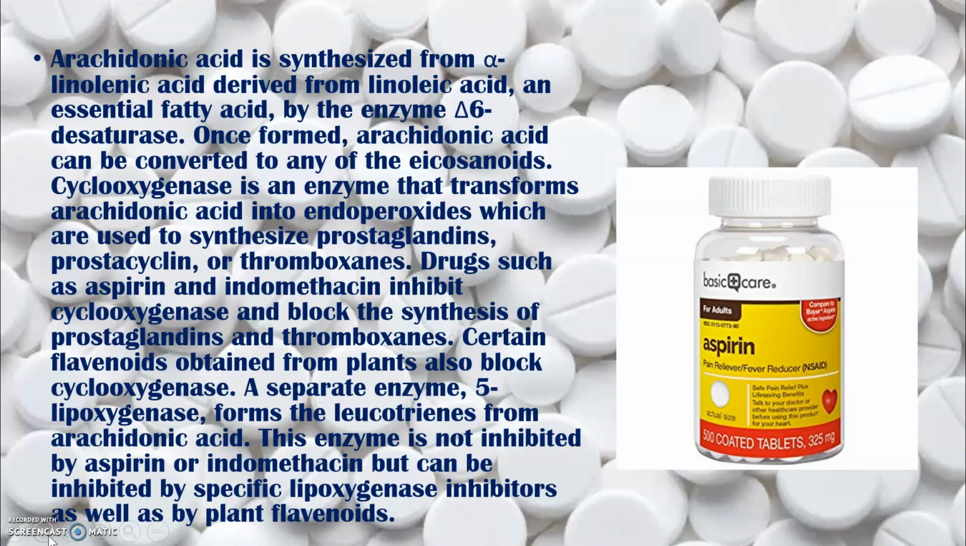Drugs such as aspirin and indomethacin inhibit cyclooxygenase and block the synthesis of prostaglandins and thromboxanes. Certain flavonoids obtained from plants also block cyclooxygenase. A separate enzyme, 5-lipoxygenase, forms the leukotrienes from arachidonic acid. This enzyme is not inhibited by aspirin or indomethacin, but can be inhibited by specific lipoxygenase inhibitors as well as by plant flavonoids.